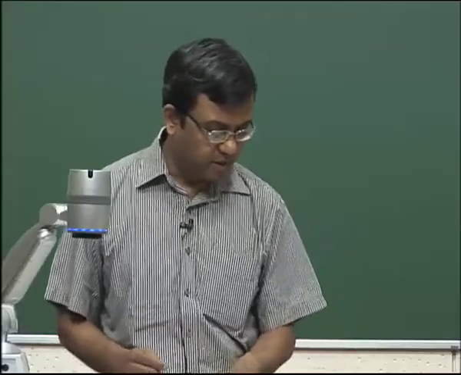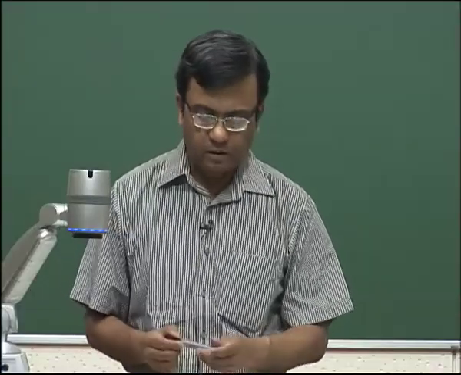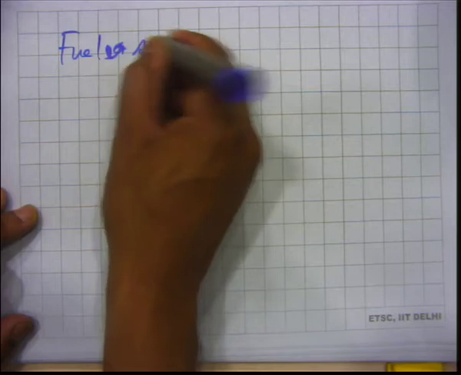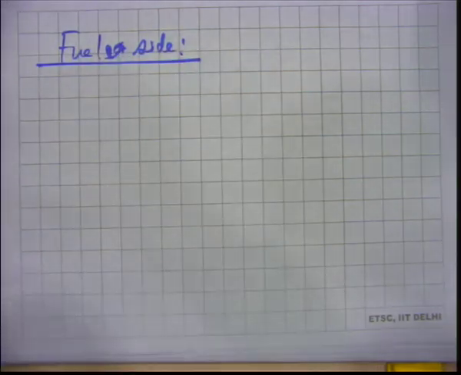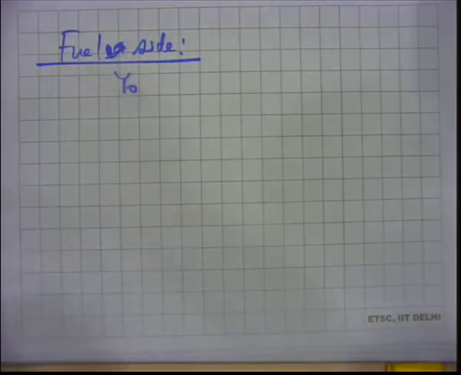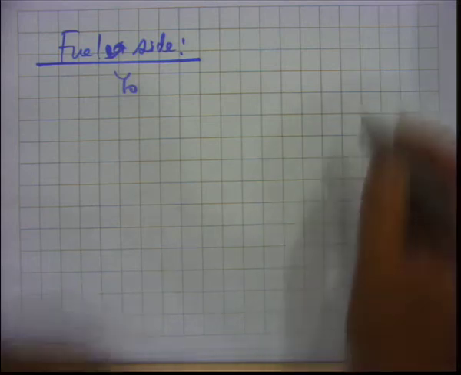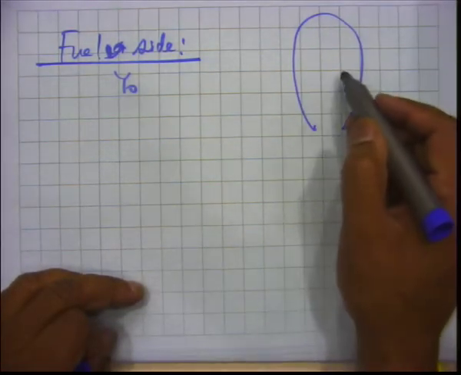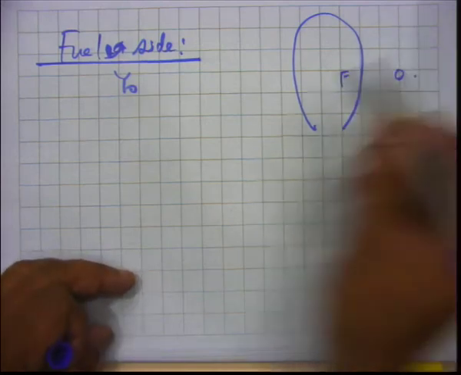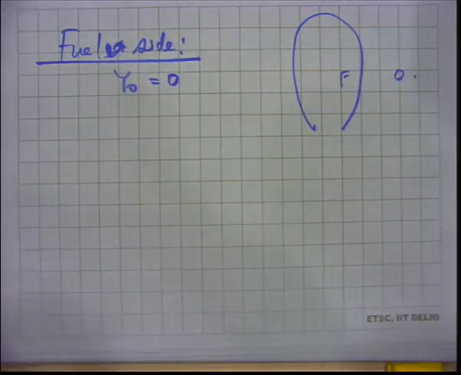Okay, so in that case, let us see what happens on the fuel side. It is easy. We can say what is YO on the fuel side. What is that? 0, everywhere, because this is your flame, this is the fuel side, this is the oxidizer side. As soon as you are within the flame, there is no oxidizer. So, oxidizer is 0. It would not have been so easy if the chemistry was finite, isn't it?